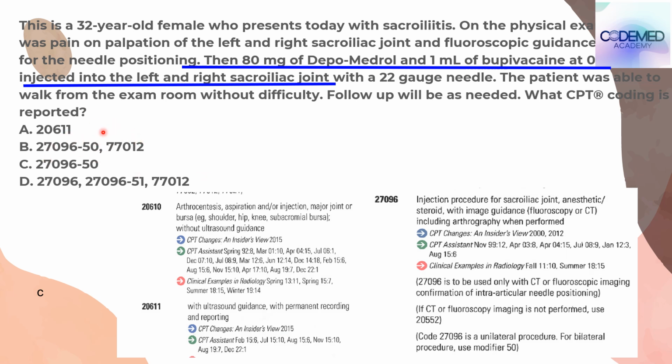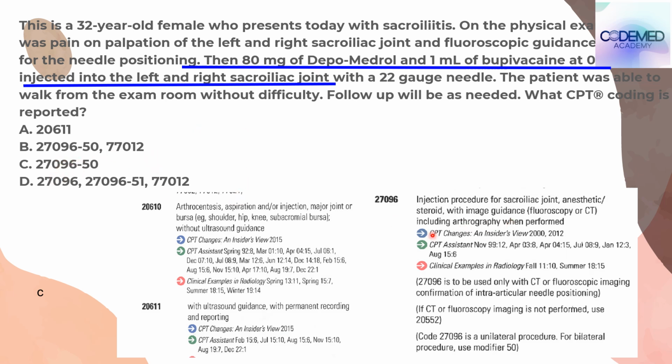20611 talks about arthrocentesis with ultrasound guidance, because this is indented code. So I'm going to read the above code till the semicolon. Arthrocentesis, aspiration and injection of a major joint or bursa with image guidance. That didn't happen. So 20611 is not my code.